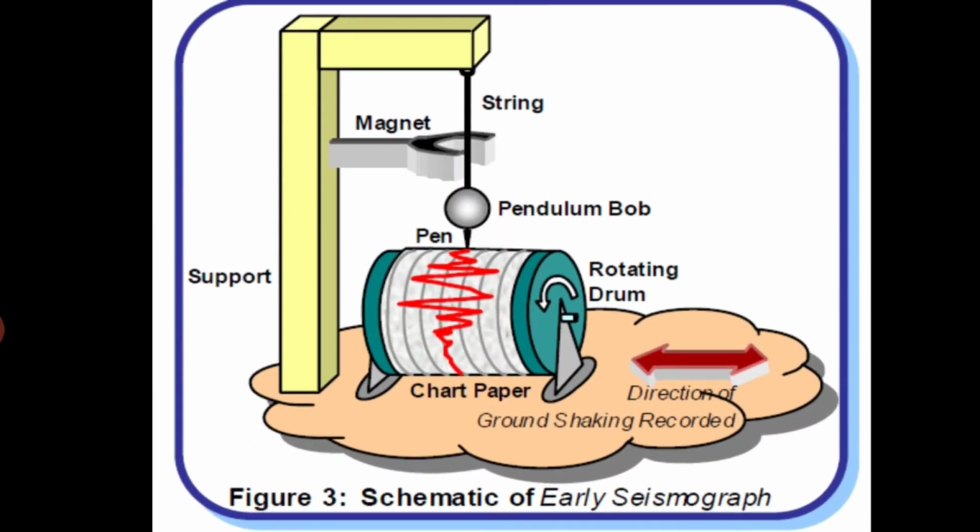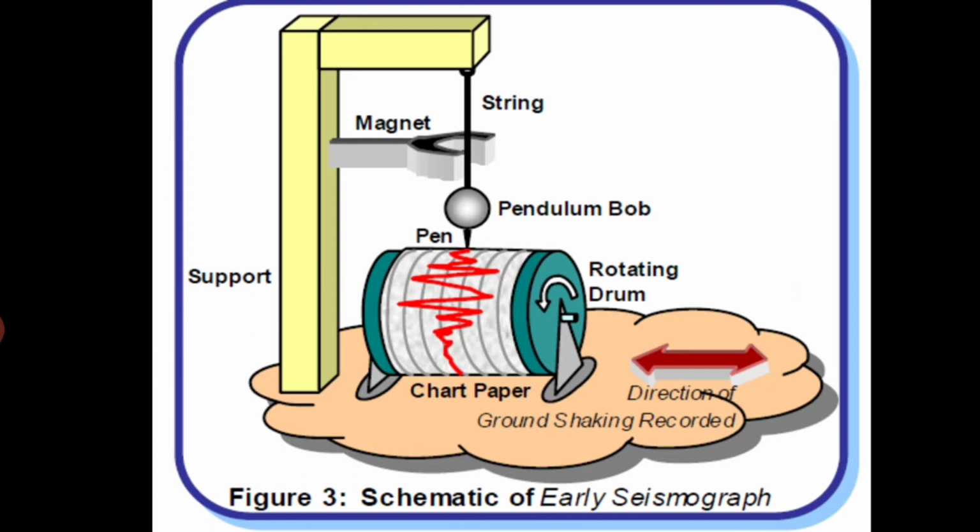This figure shows the conventional method of noting down an earthquake. You can see that the main components of the seismograph are one support, a chart paper or drum, and a pendulum, which is a heavy mass located below the string, with a pen attached to the pendulum bob. The magnet controls the oscillation of the string and pendulum.